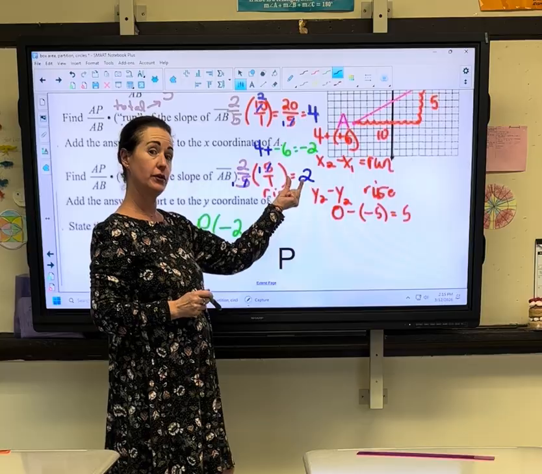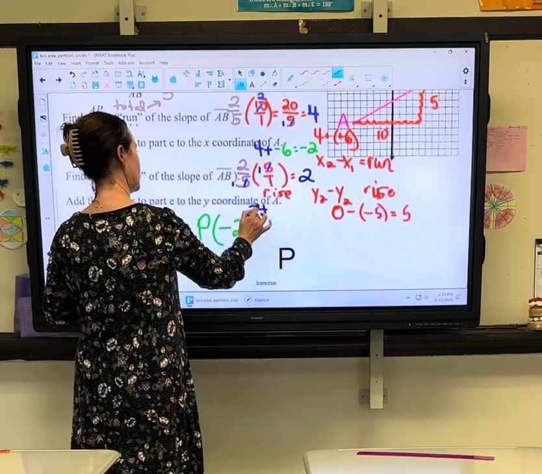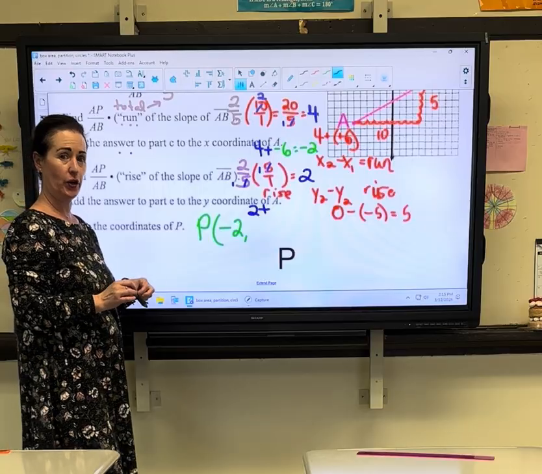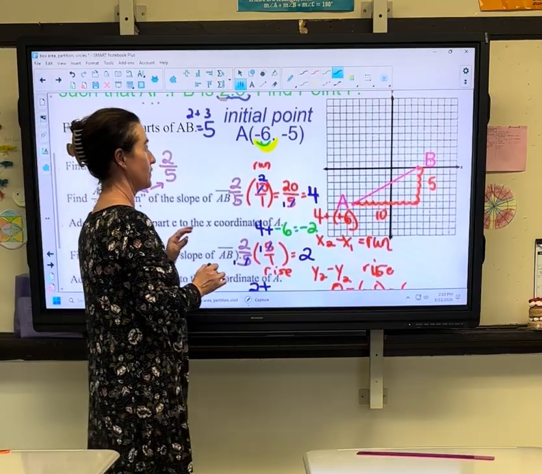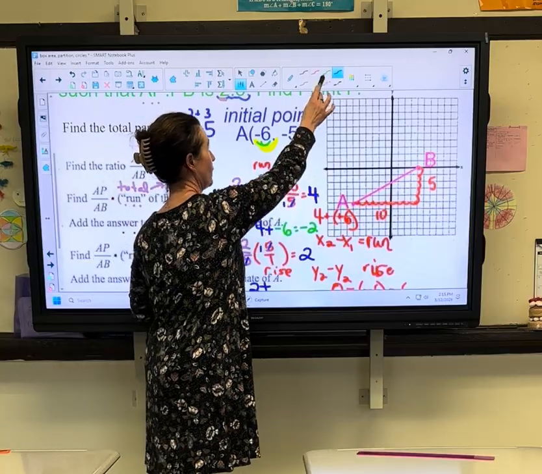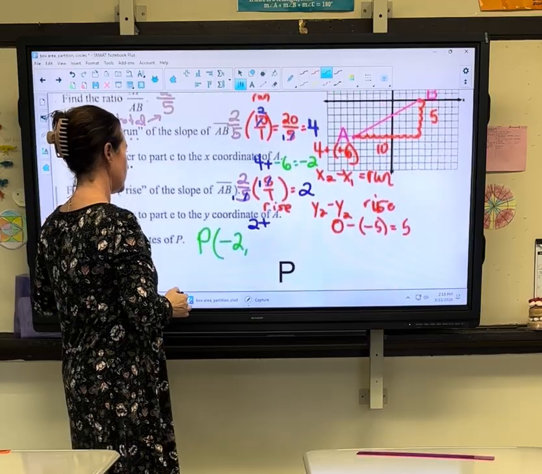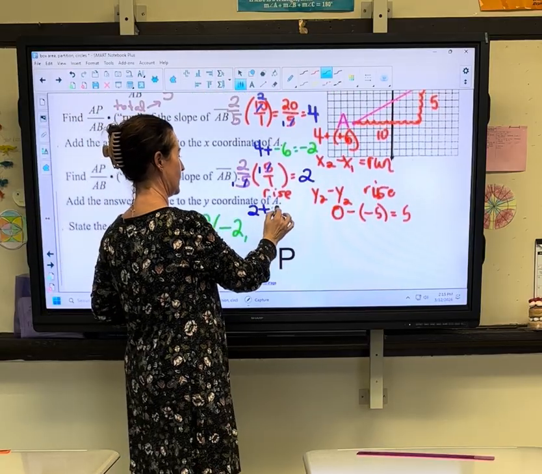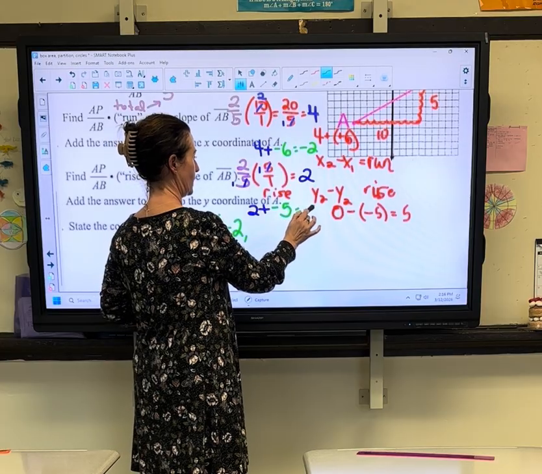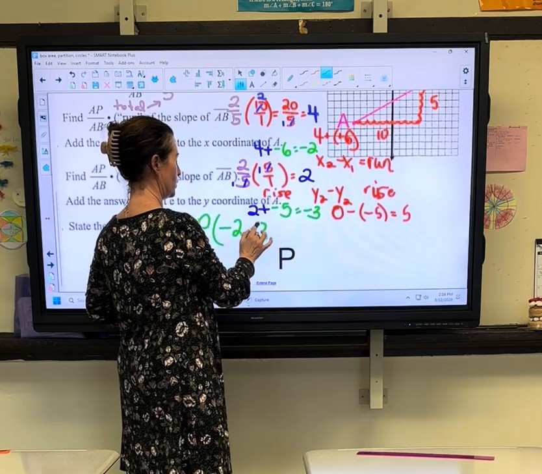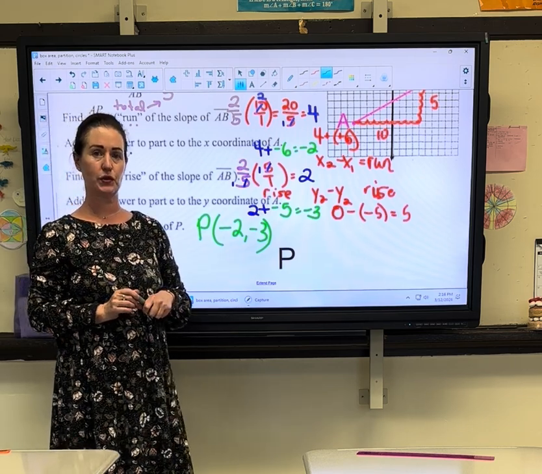Now you're taking the 2 value and adding it to your initial y value. Your initial point for A was (-6, -5), so the y value is that -5. I'm going to take my 2 and add it to -5. 2 plus -5 is -3, which is my y value for our wonderful point P, which would be (-2, -3).